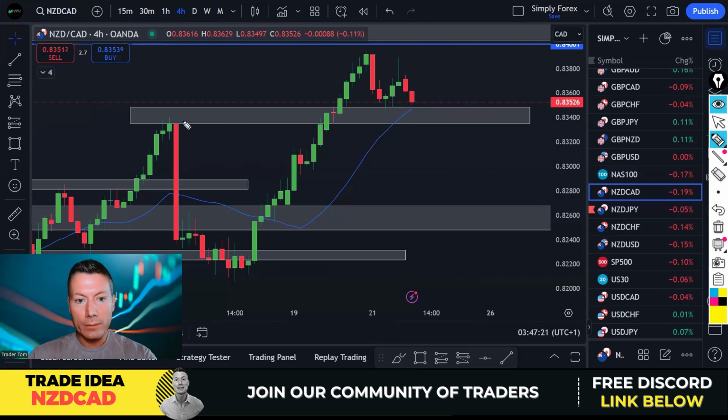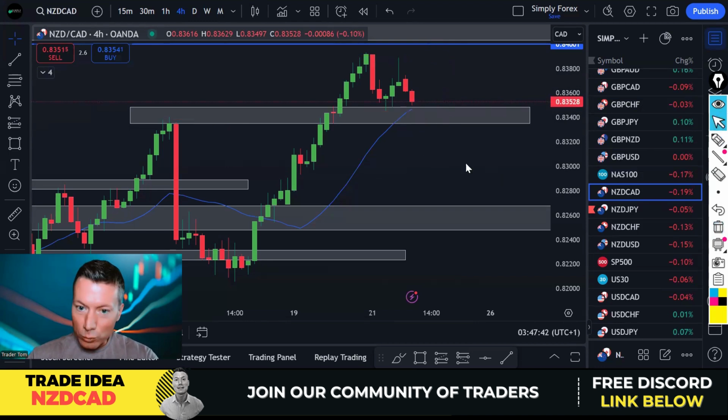Now, you can see we've got this level through here, these last highs and this last low. What I want to see is price reacting here. If we get a nice reaction at the moving average 20, I still think price can come back up because of that day chart. Back up to here, if not to here. So, looking for buys in here.